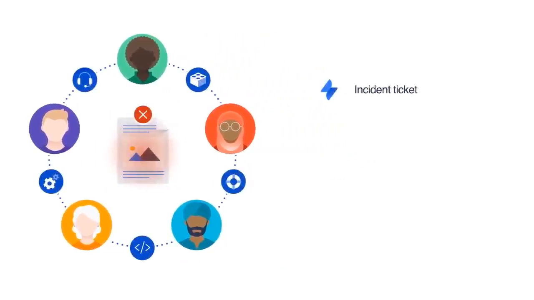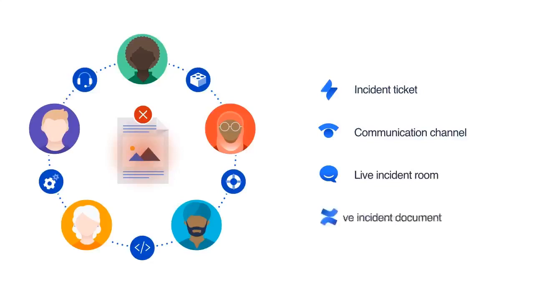Once assembled, the incident team already had a head start with their incident ticket in JSD, their key reference point throughout the whole incident, and a communication channel to their stakeholders and customers via status page. On top of this, they use two live tools to work together in real time, a live incident room in HipChat and a live incident document in Confluence.